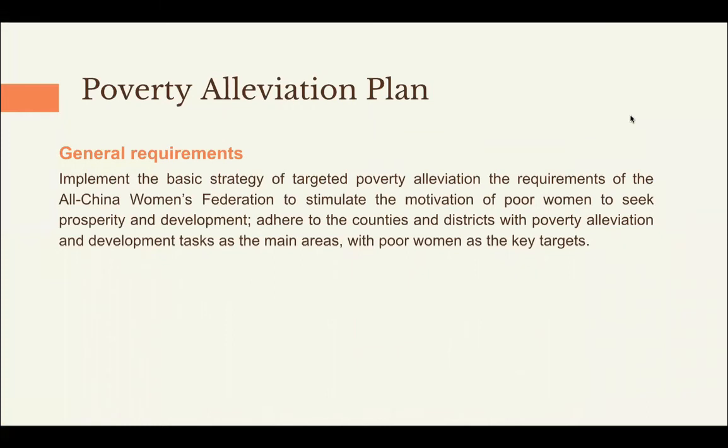General requirements. Implement the basic strategy of target poverty alleviation, the requirement of the China Women's Federation, educate and guide poor women to carry forward the full self-spirit, and stimulate the motivation of poor women to seek prosperity and development. Adhere to counties and districts with poverty alleviation and development tasks as the main area, focusing on poor women and continuously increasing the income of poor women, effectively improving rural women's entrepreneurial and innovative capabilities, and ensuring that women across the country step into an all-round well-off society at the same time.